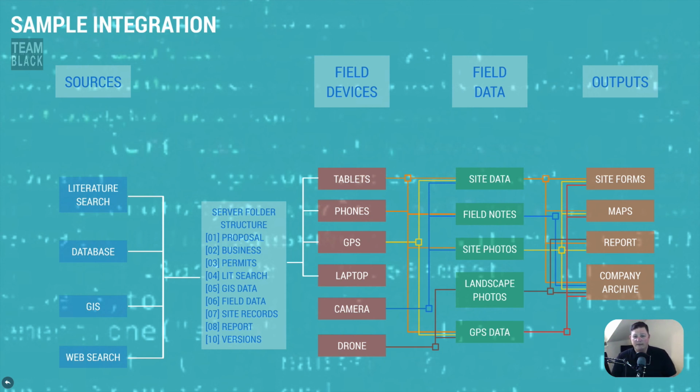So moving on and following the color structure, tablets are going to collect data and send those off to site data. For all your field data, you're going to collect site data with those. You're going to collect field notes. You're going to collect site photos. And you could be collecting GPS data as well.